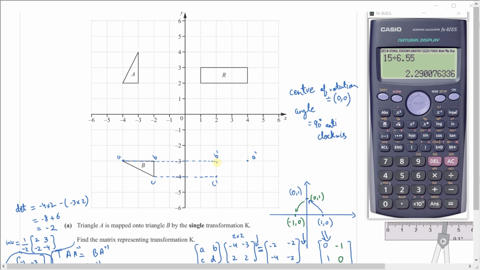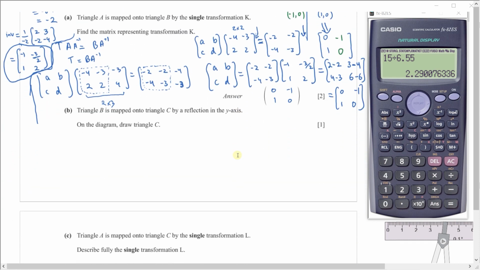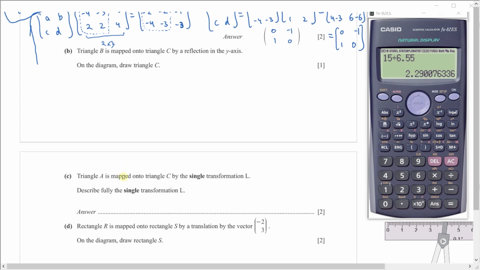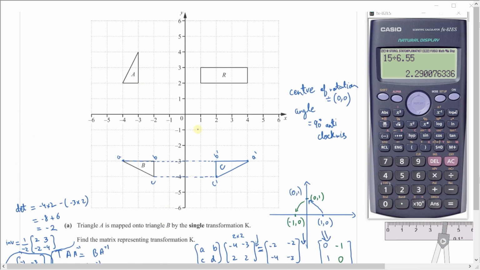So these are the 3 images of the vertices, and we can connect them to get our triangle A prime, B prime, and C prime. So this will be our triangle C. The next part is triangle A is mapped onto triangle C by single transformation L. Describe fully the single transformation L. So now A is being mapped onto C, and we have to find the transformation.